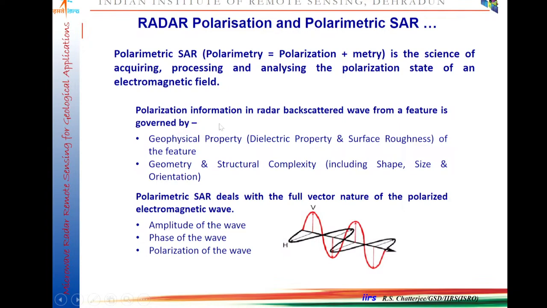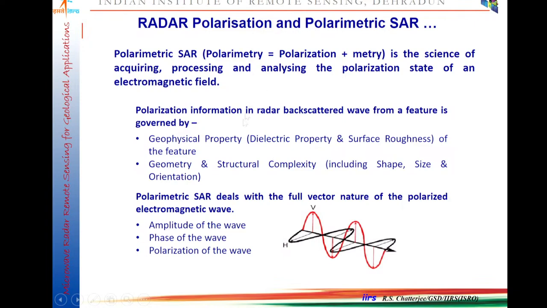This polarization behavior in the radar backscatter wave from a feature is governed by some geophysical properties, for example the dielectric property and surface roughness of the feature. Also it is governed by the geometry and structural complexity of the feature, like the shape, size and orientation of the feature. So you will have this kind of very special information from remote sensing data.